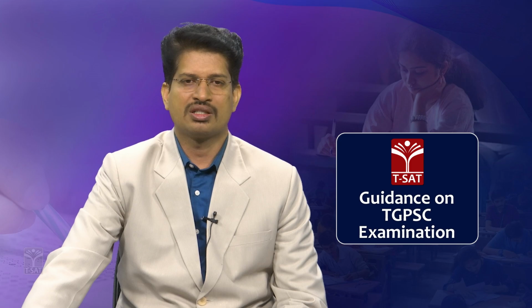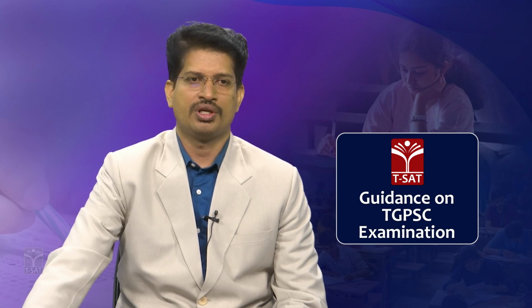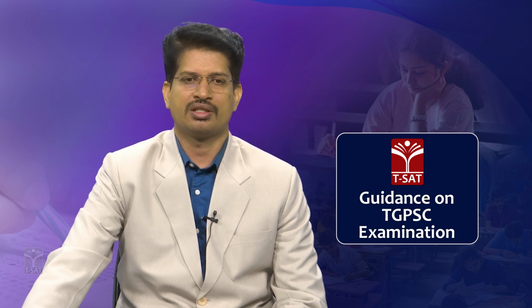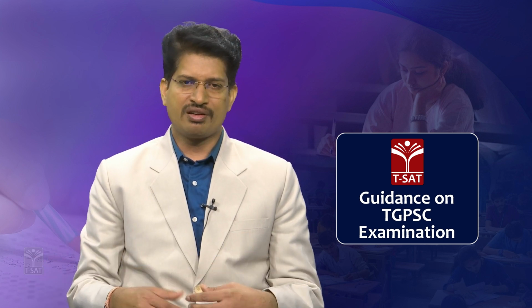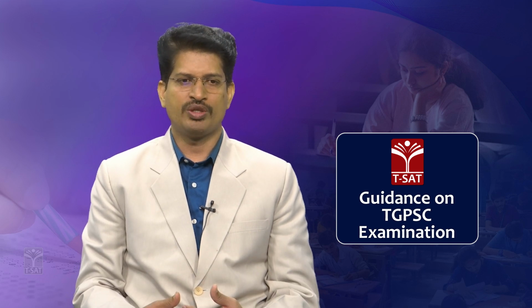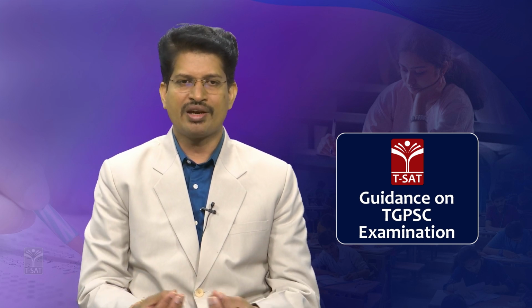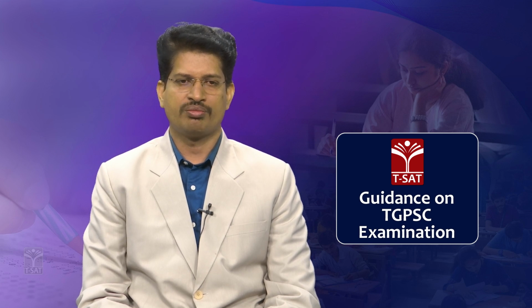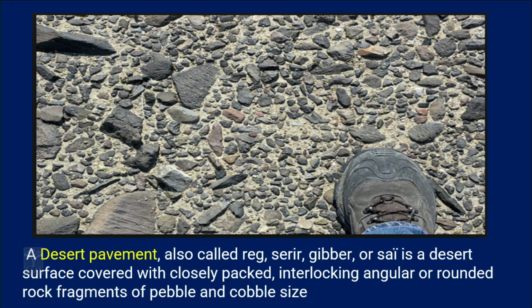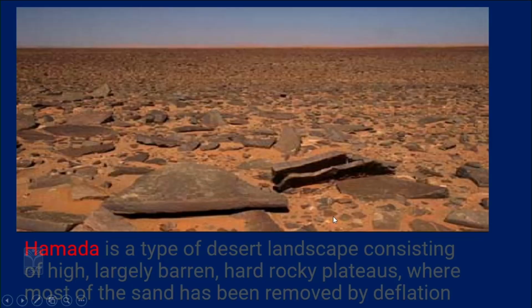So, this is known as a desert pavement. In the case of this desert pavement, the finer particles of the sand are blown away and pebble-like angular structures are left over in a desert. This is a feature being formed which is described as desert pavement.